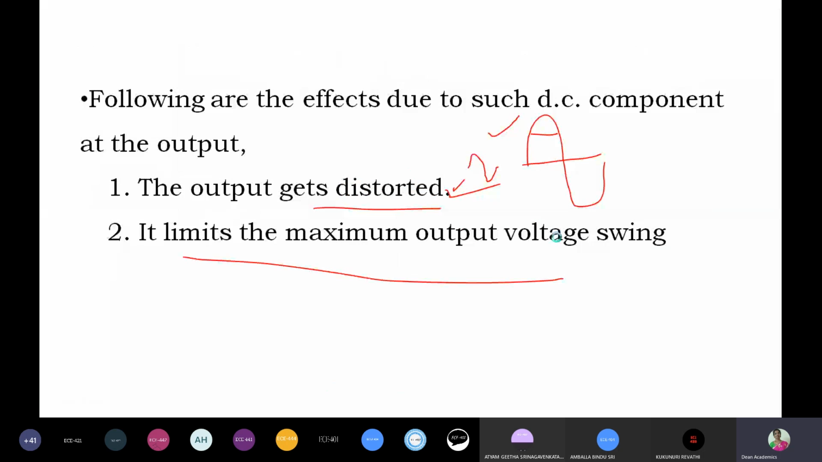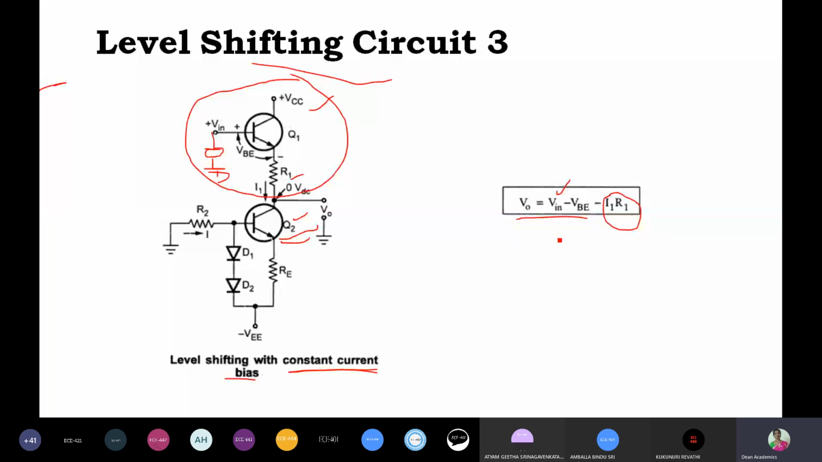For circuit 3, compared to circuit 2, V in minus VBE gives a very small variation. Now with another component subtracted, V naught will become still smaller. So compared to the previous cases, compared to the first circuit, this third circuit will reduce V naught to a greater extent.